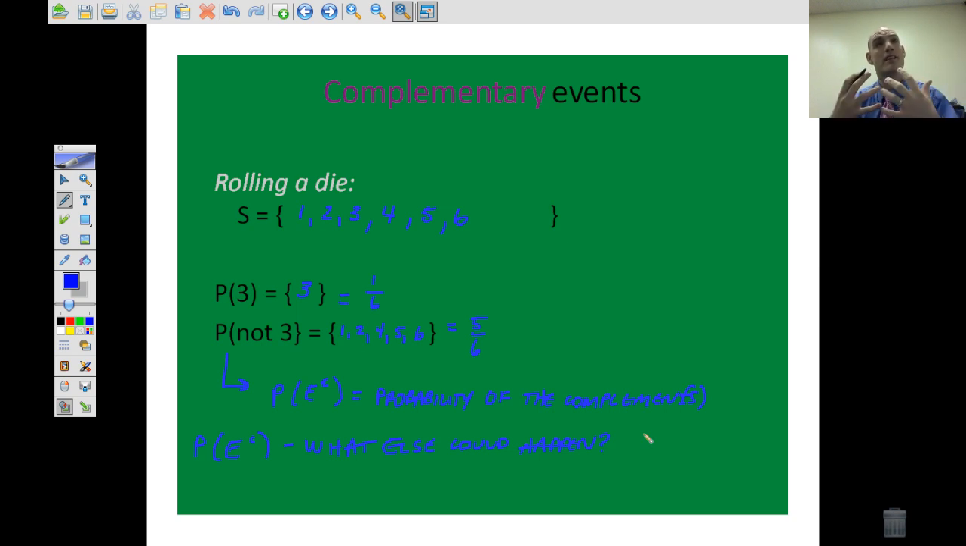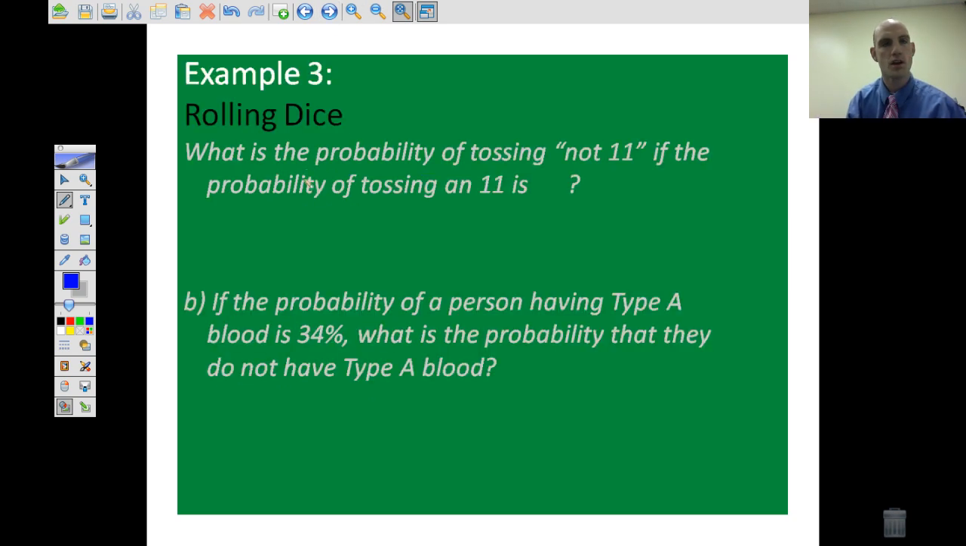Oftentimes, when calculating the complementary event, we're simply going to take the probability of everything happening and subtract something that has fewer possibilities. Let me show you how this works. What's the probability of tossing not 11 if the probability of tossing 11 is blank? Well, out of rolling two dice, what is the probability of rolling that 11? There's 2 out of 36 ways, or 1 out of 18 ways. Because there are only 2 ways to do it: either you roll a 6 and a 5, or a 5 and a 6. That's 2 out of the 36 ways.